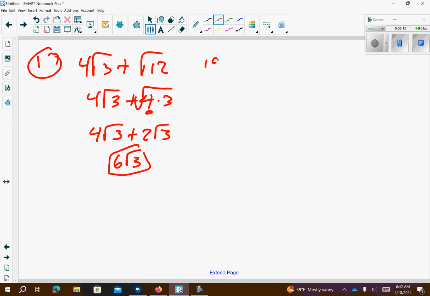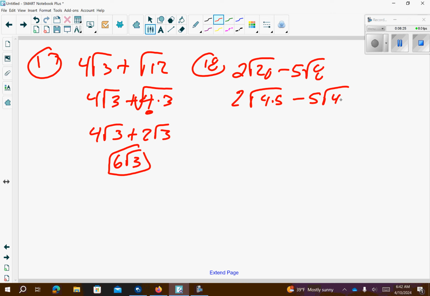Number 18, 2 root 20 minus 5 root 8. Root 20 breaks down to 4 times 5. 8 breaks down to 4 times 2. Square root of 4 is 2. 2 times the outside 2 is going to be 4, so I get 4 root 5 minus square root of 4 is 2 times negative 5 is negative 10. And then their radicals are different, so you can't do anything.